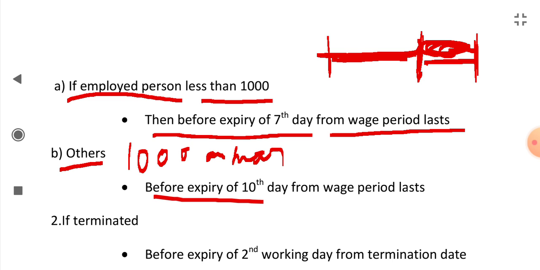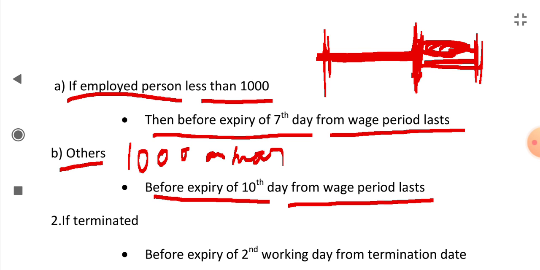For others, it means if the persons employed in the factory or industry are 1000 or more, then before the 10th day from the wage period's last day. Suppose the 1 month period ends here, then this is the 10th day. The payment should be done before the expiry of the 10th day after the last day of the wage period.